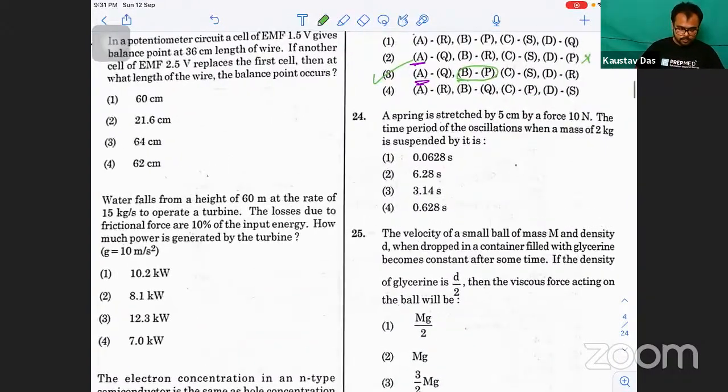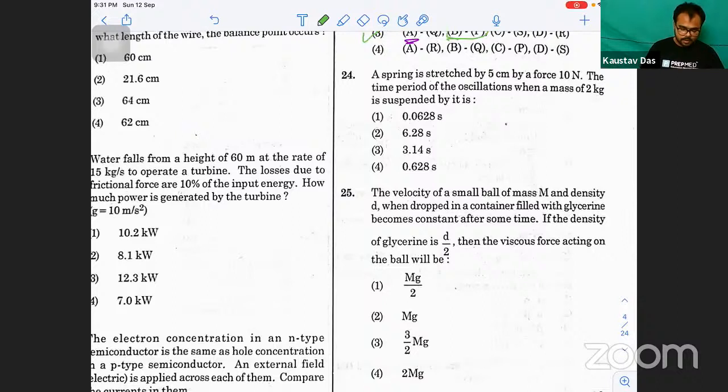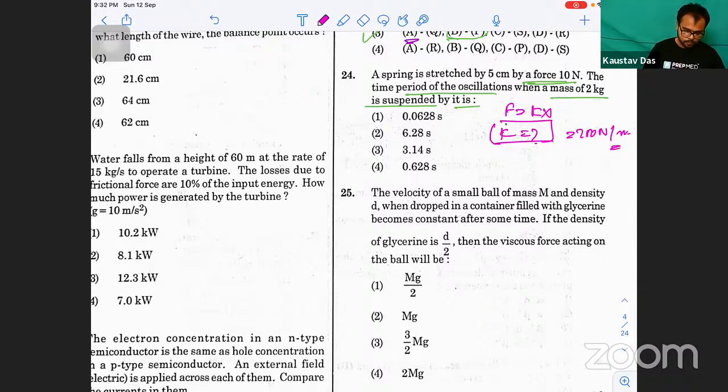Now come to question number 24. A spring is stretched by 5 times and the force is given as 10 Newton. The time period for the oscillations when the mass of 2 kg is suspended by it is how much? Here it's pretty simple. You have to find out the force as kx, and from there the value of k you can find out, which comes as 200 Newton per meter. If you put the value of force and the centimeter, this has to be converted into meter whenever you're calculating the value of k in 200 Newton per meter.